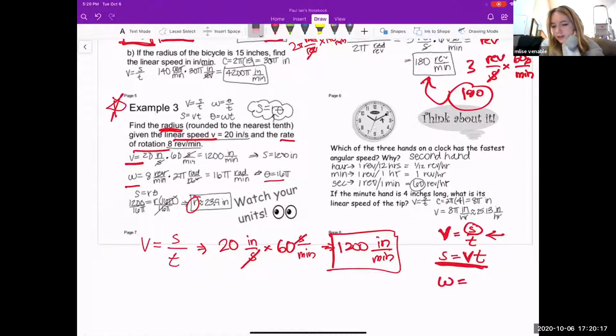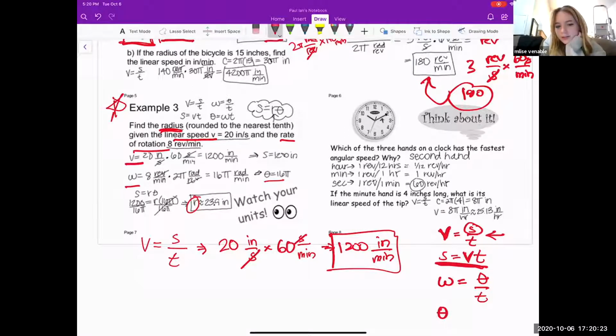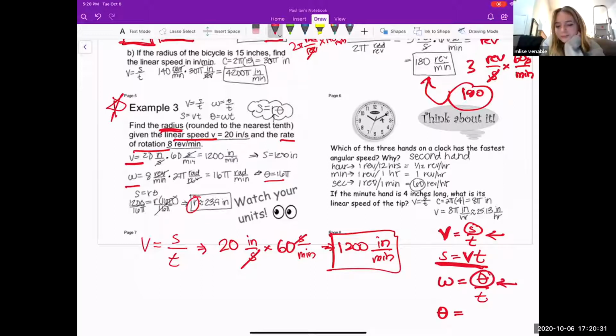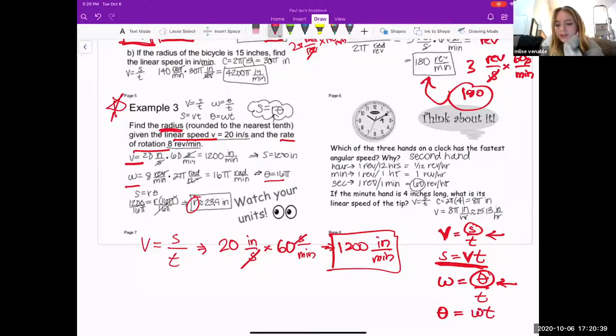Isn't it theta over T? Theta over T. Okay, good. So what is theta? Like the degrees, isn't it? No, but how do you get theta from this guy? I don't remember. You just times it, right? You times it by T. Oh. Omega times T, right? Yeah, so you switch it.